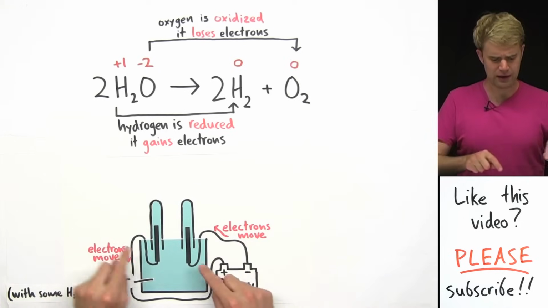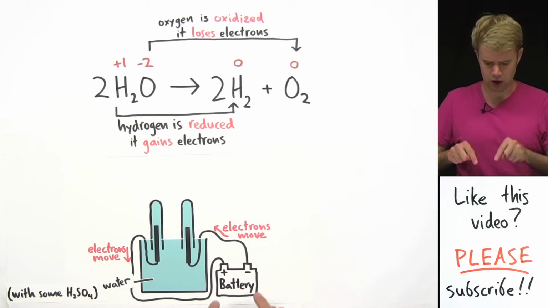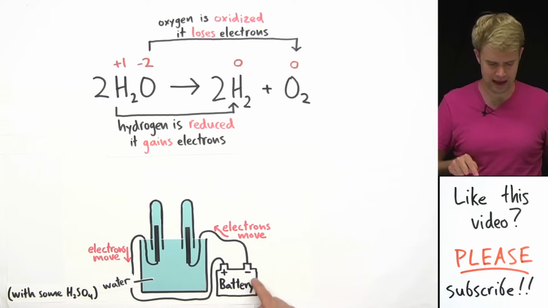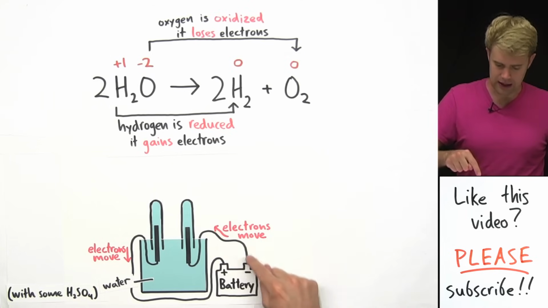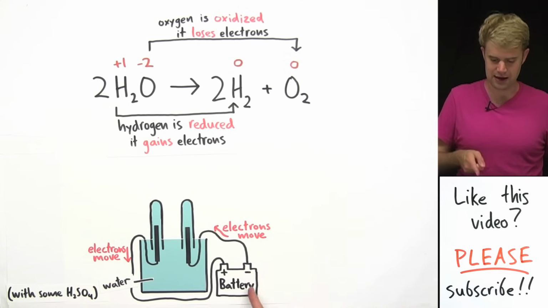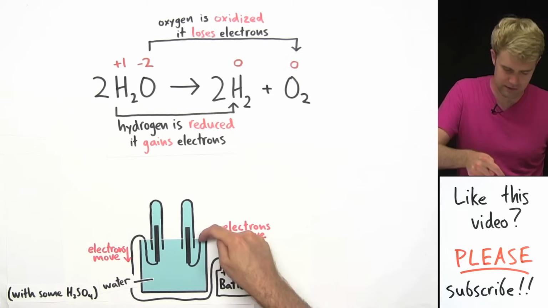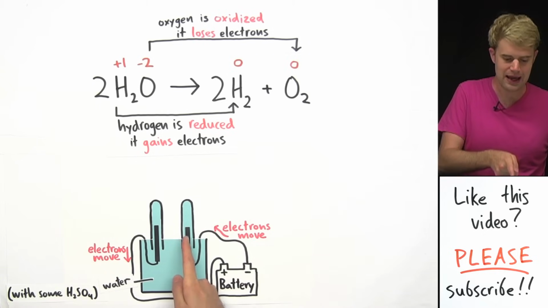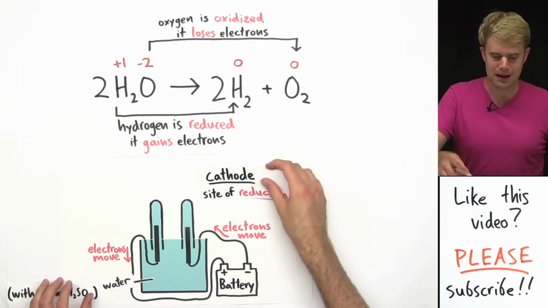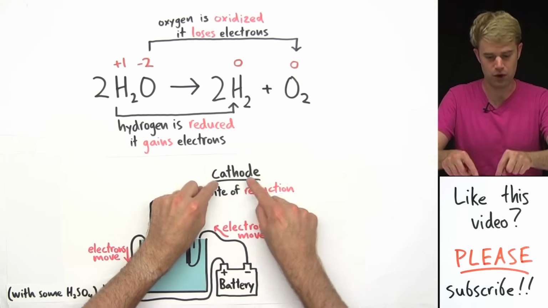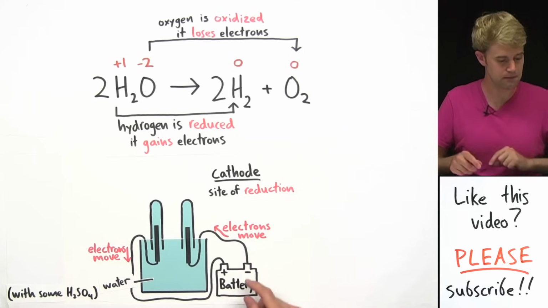Okay, now let's look at how these electrodes here are connected to the battery. Okay, this electrode here is hooked up to the negative side of the battery. So electrons, as you can see here, are moving out of the negative side and they're being pushed into this electrode. So that means that this is the cathode. It's the site of reduction.